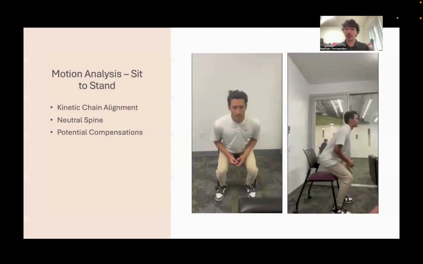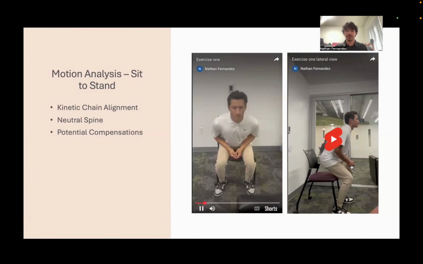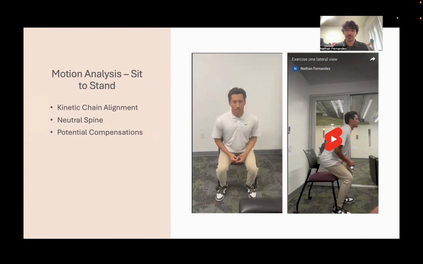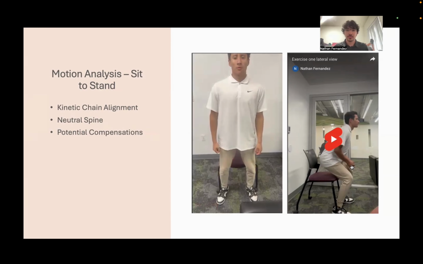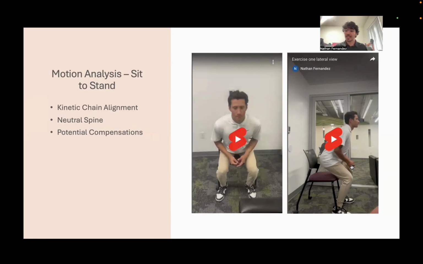All right, so to start, it'll be our sit to stand exercise as our first movement for our motion analysis. What we're looking for here is kinetic chain alignment, neutral spine, and any potential compensations during a motion analysis. That's really what the goal is, and it's helpful to get multiple views. So first, starting with an anterior view. Next, the lateral view.